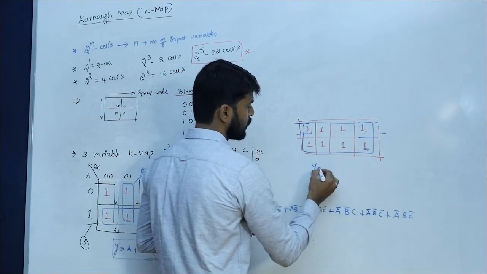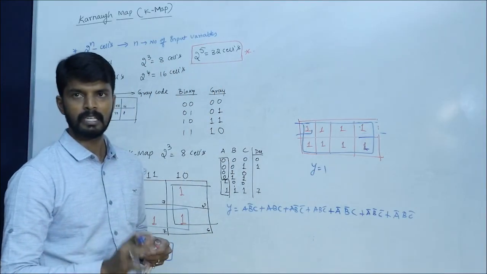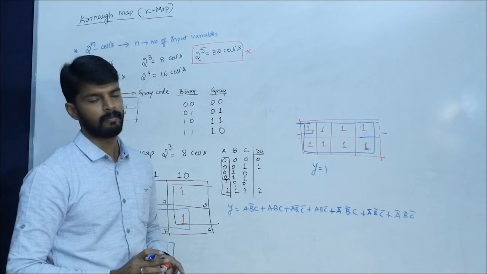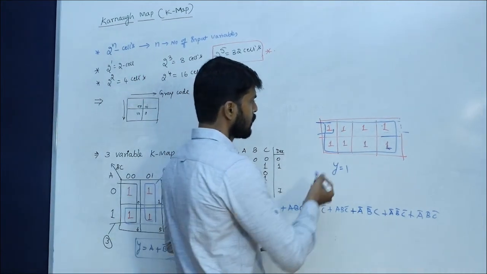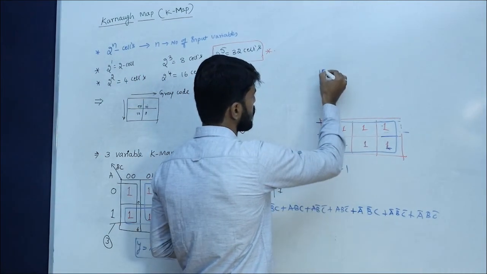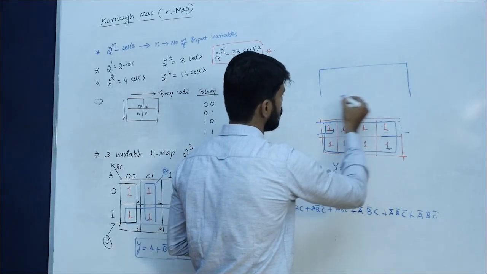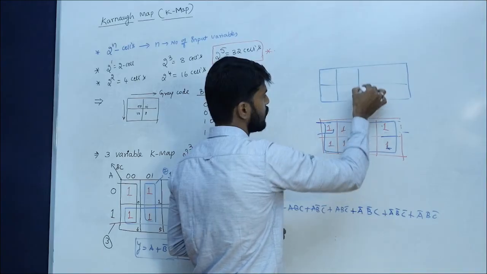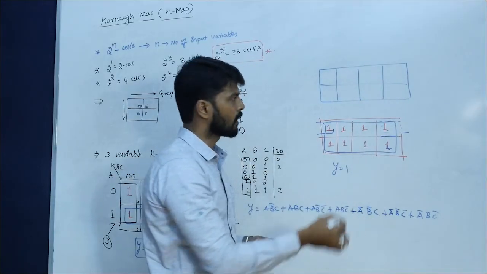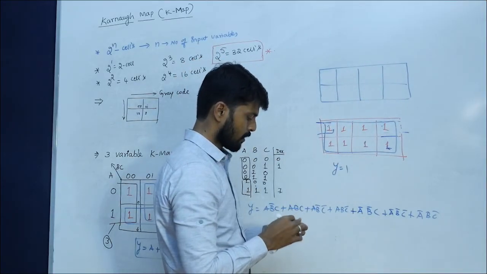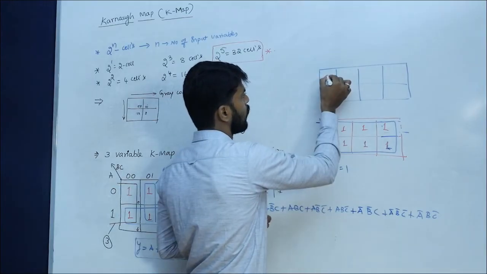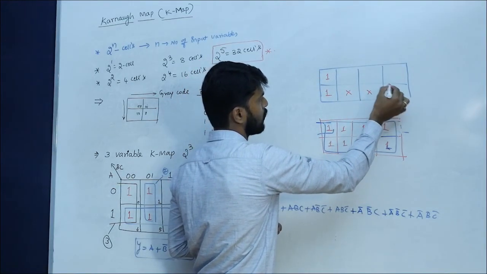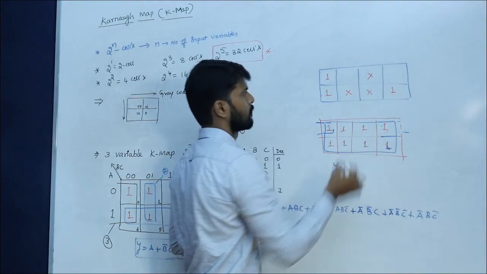Then we should take y equal to 1. If all the cells get grouped, then y equals 1. This is called octal grouping. In this case, we can also consider the don't care condition. While considering the don't care condition, there may be a chance of getting 1, 1, there may be a chance of don't care, 1, and here I may get don't care.